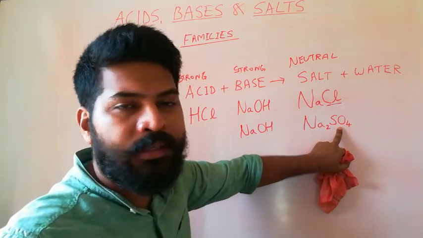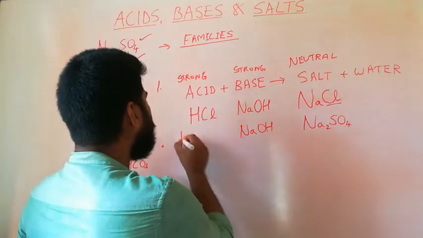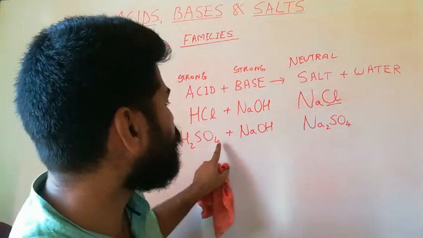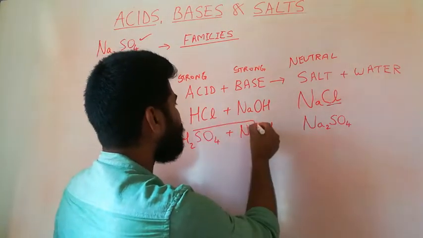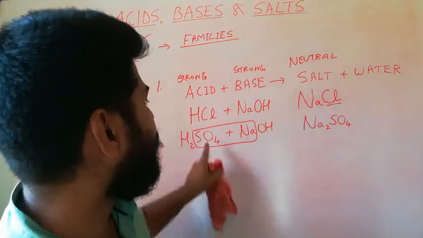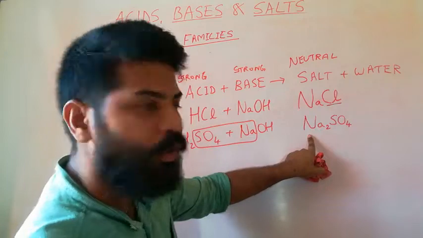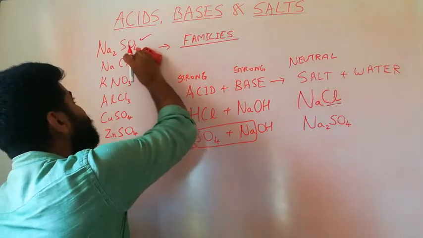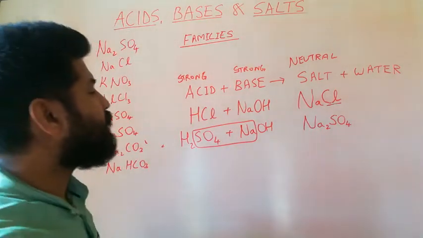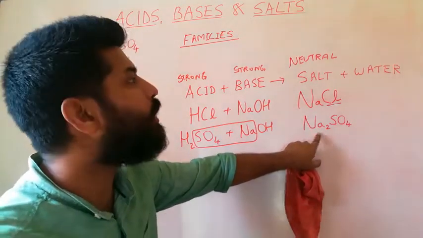So hydrochloric acid is a chloride acid, so that is not possible. Sulfuric acid, H2SO4. So we can see very clearly that when these two combine, we get sodium sulfate and water is produced. So in this case also we find that because sulfuric acid is a strong acid and sodium hydroxide is a strong base, the pH of sodium sulfate will also be neutral.